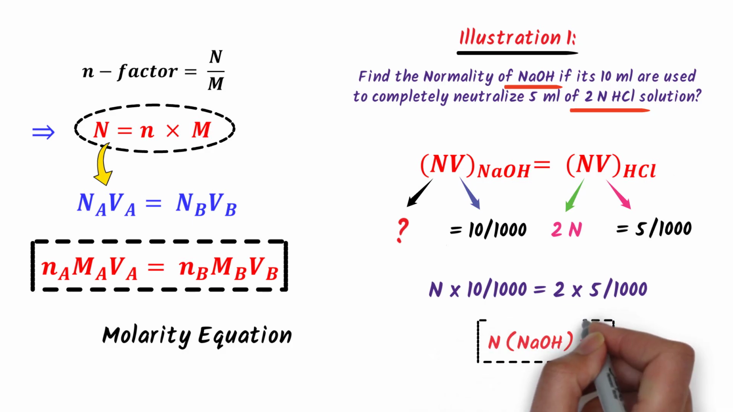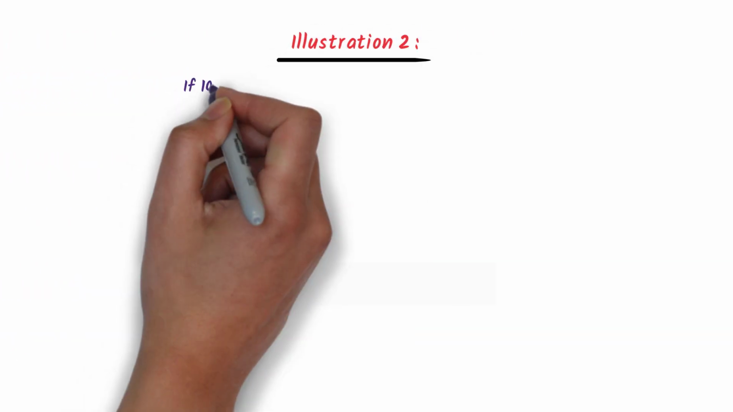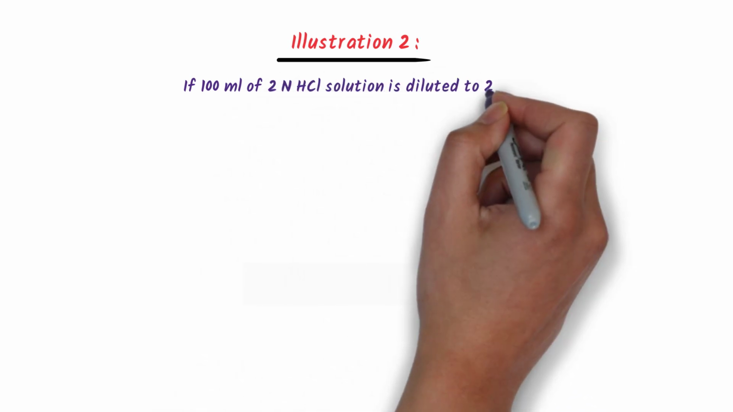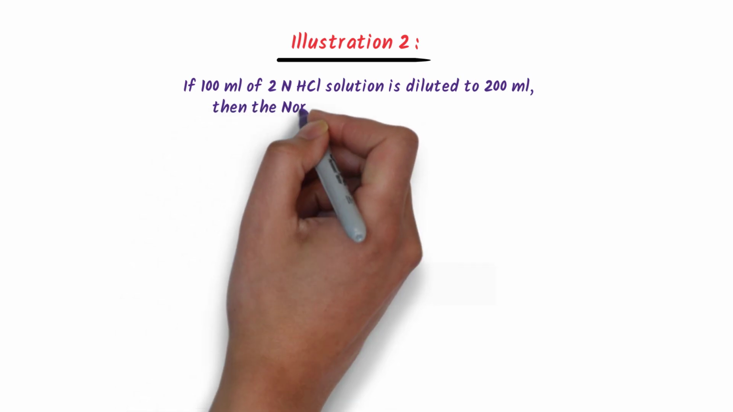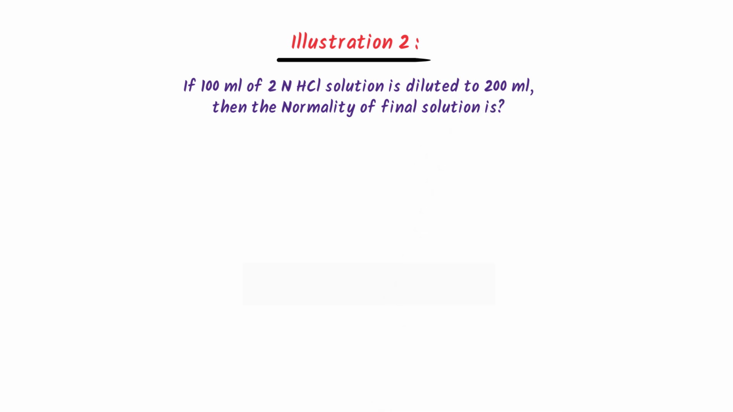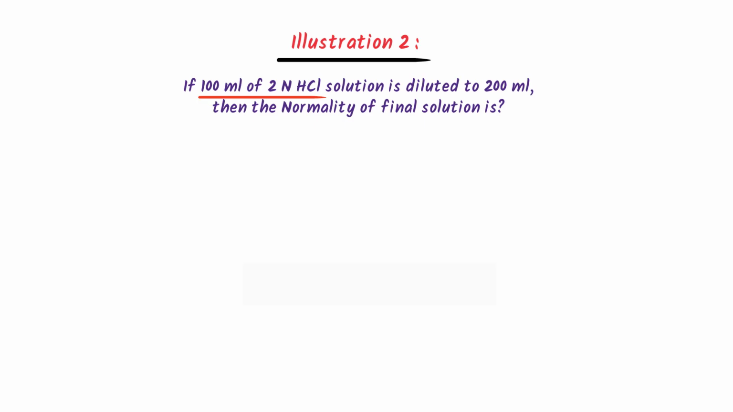In the same way, we have the next illustration that tells us: if 100 ml of 2 normal hydrochloric acid solution is diluted to 200 ml, then the normality of the final solution is? So in this case, we are basically diluting 2 normal hydrochloric acid solution whose volume is given as 100 ml, and we dilute it to 200 ml. So we know now the volume of the final solution, that's 200 ml. The volume of the initial solution is 100 ml, and the initial normality is 2 normal.